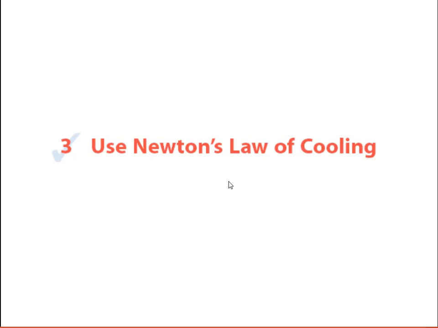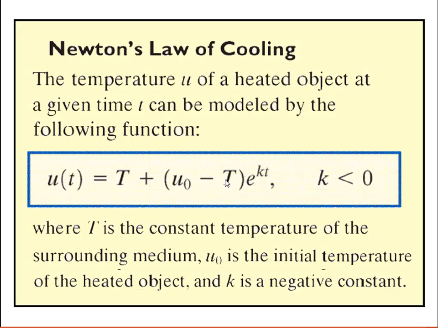All right, the third objective in this section is to use what's called Newton's law of cooling. Now here's the equation for Newton's law of cooling, and just to point out to you here, they're changing the letters on us, but let's talk about what these letters mean. This is the temperature at time t. This capital T represents the temperature of the surroundings. So T is a constant temperature of the surrounding medium.